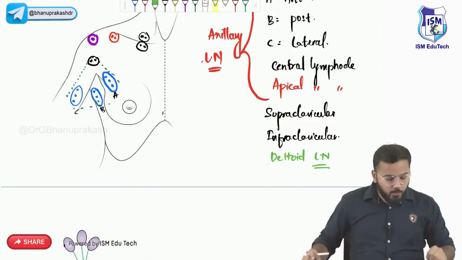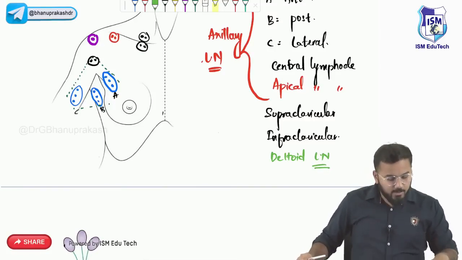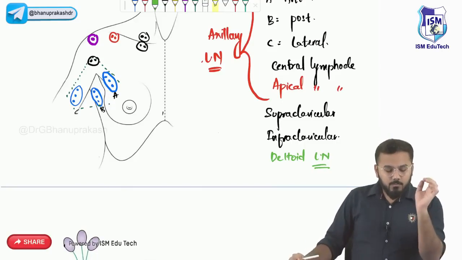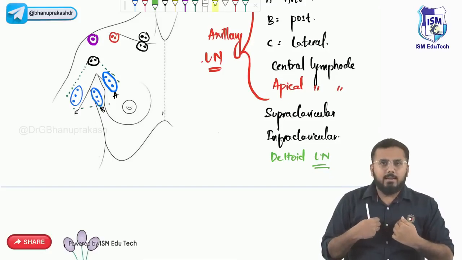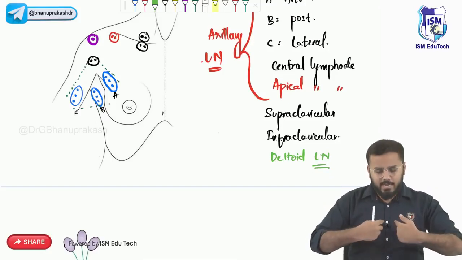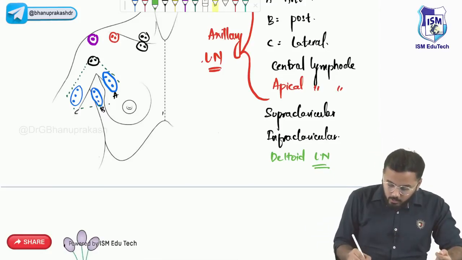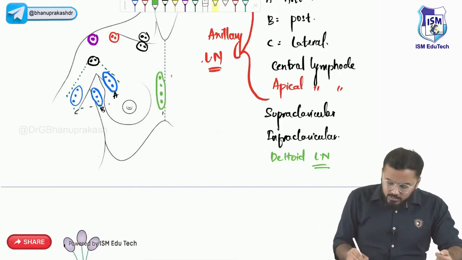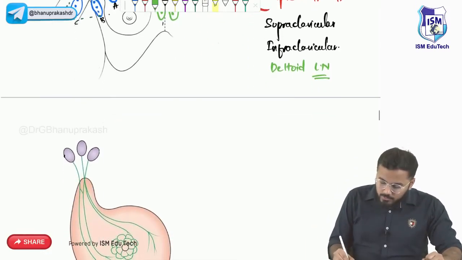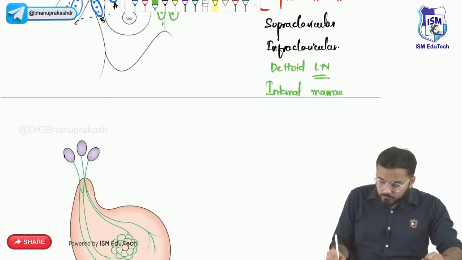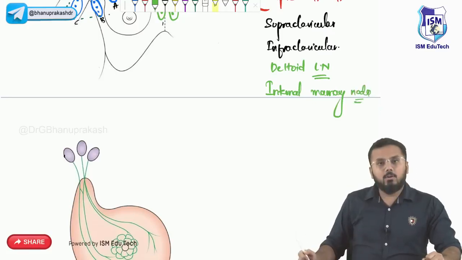Next important thing. Yes, Shoaib, the PDF will be available. I want you to concentrate here. Next important thing is that you have a lymph node on the inner side of the mammary gland. This is the mammary gland. On the inner side of the mammary gland, exactly here, you have a group of lymph nodes. Even on the opposite side, the same thing: on the inner side, you have a lymph node. So these are called internal mammary nodes.